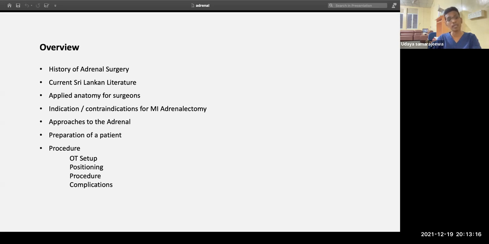And then what are the approaches to the adrenal in the minimal invasive technique, and also how to prepare a patient, especially the preparation of a patient with functional adrenal tumors, which is really important, especially pheochromocytomas. And also then we'll talk about the practical aspects, especially the OT setup, the positioning of the patient, the procedure itself, and also a few words about complications. For the procedure, I have selected two edited master videos because we can't show you the entire length of the surgery, which will take hours, but I have managed to get the key steps of the surgery so that you can understand them.